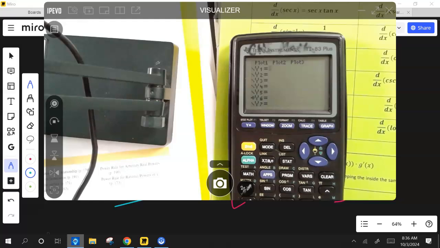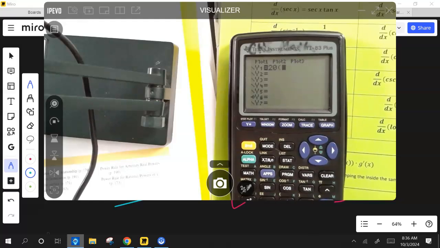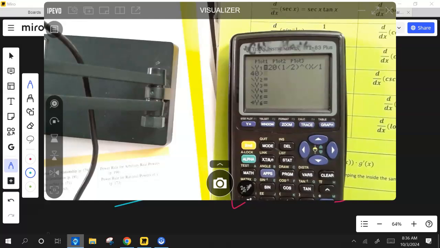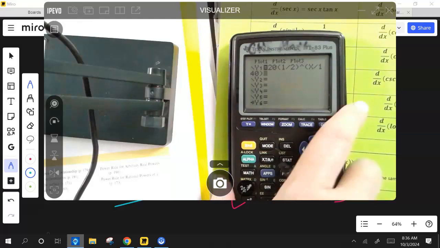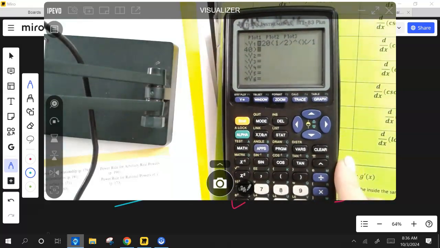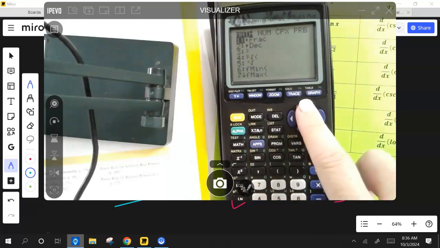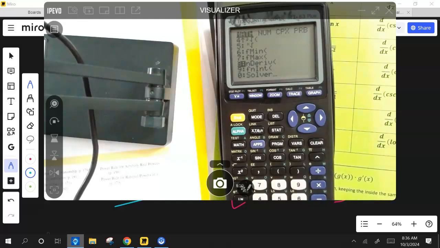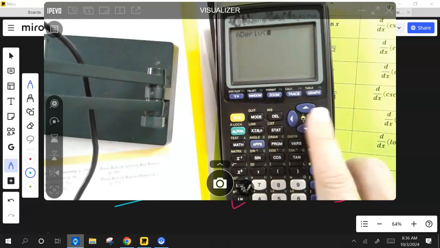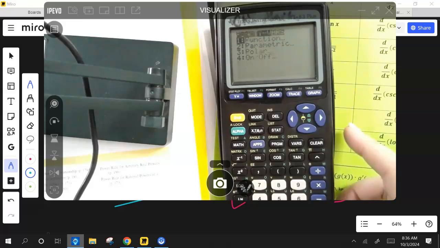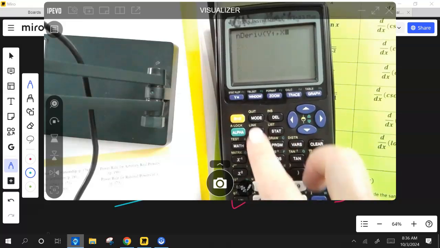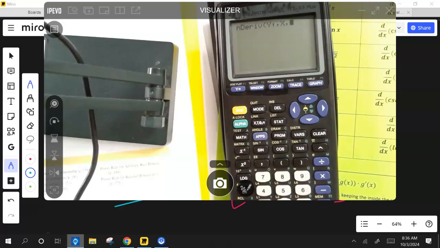X, put a T in for X. So 20 times 1/2 raised to the X over 140, when T equals 2. Depending on your calculator, you might do this slightly different. Math. Yep, in deriv, I'm going vars, comma X, comma, where did I say? 2.